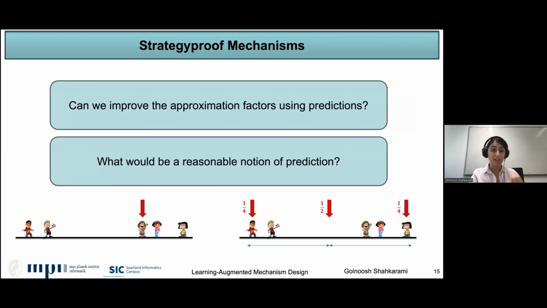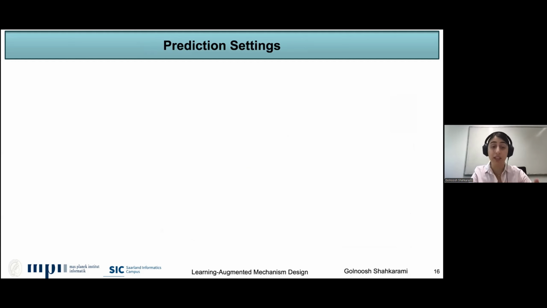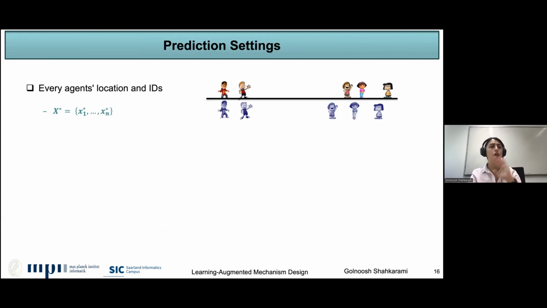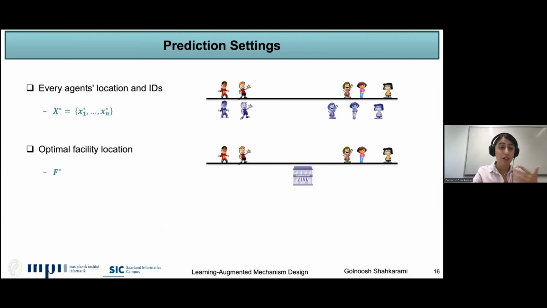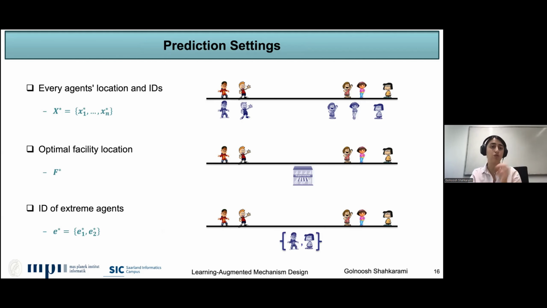And what should we consider as a notion of the prediction? Well, in any problem, including the facility location problem, we can ask for different prediction settings. For example, in this problem, we can ask for prediction about all the missing data, which is the location of each agent. Or we can only ask about the optimal solution, which is the location of the facility at the end. Or surprisingly, there is another setting in which we got interesting results, where we just ask for the ID of extreme agents, not their location. We just need to know who these extreme agents are.